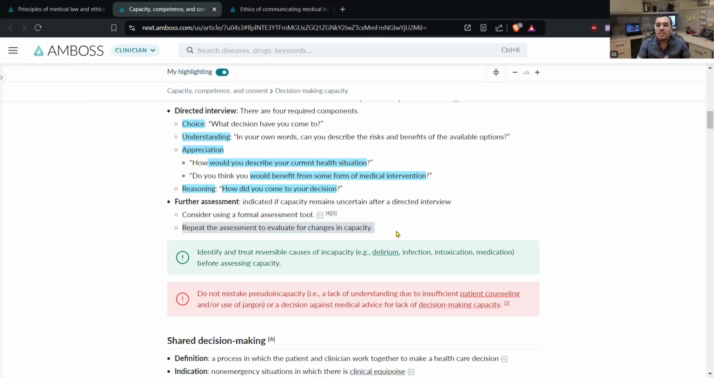But they need the decision-making capacity to make the informed consent. Okay? Identify and treat reversible causes of incapacity like delirium, infection, intoxication, or medication. And pay attention to medication because this is very important. Sometimes you miss it. Sometimes you check for delirium, infection, intoxication. But always for the USMLE exams, pay attention to medications.